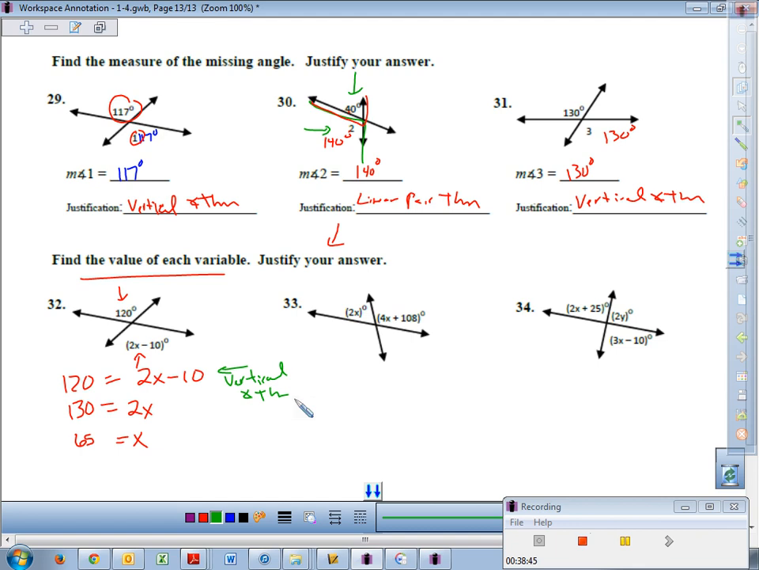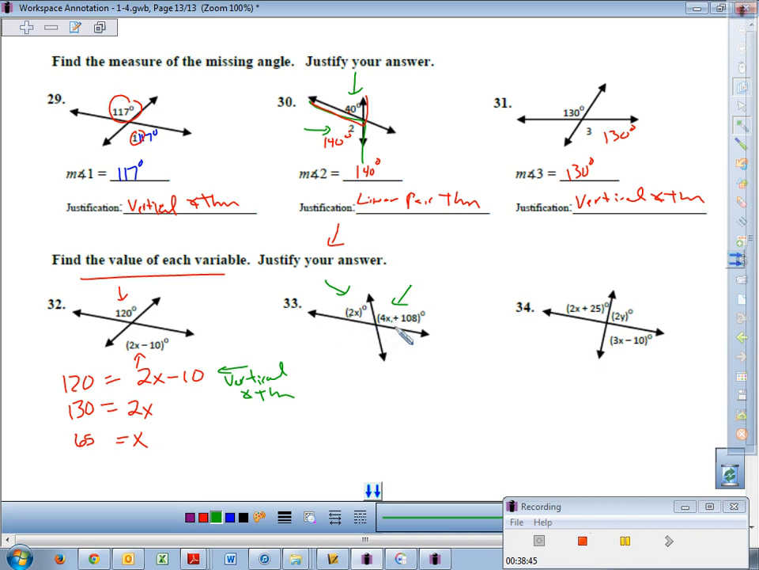Next guy. Here's an expression. There's an expression. What kind of angles are they? Which pair is correct? Slow down. Are they equal to each other? No. What do you know about linear pairs? They don't equal 180. They add together to equal 180.